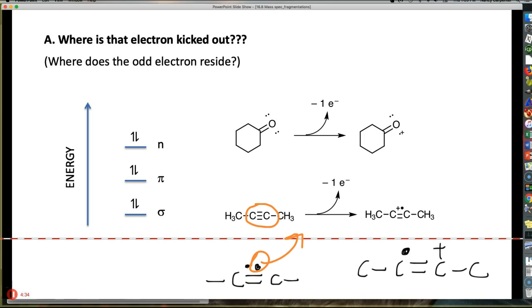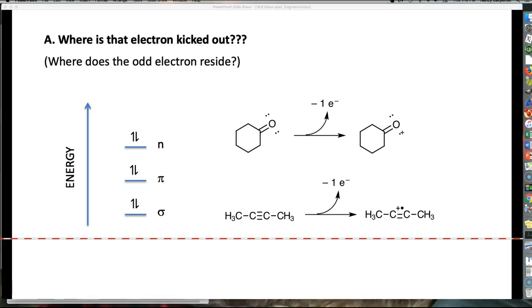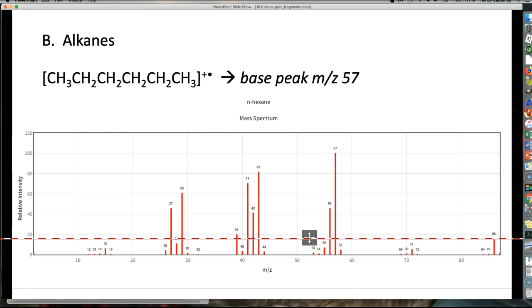But I do believe that the pi molecular orbital is the highest energy orbital in this molecule, and that's where it's most likely to localize that one odd electron. So that is fairly random, but with the knowledge of these particular molecules and what we know about energy levels, we would predict the molecular ion structures to look like those shown.